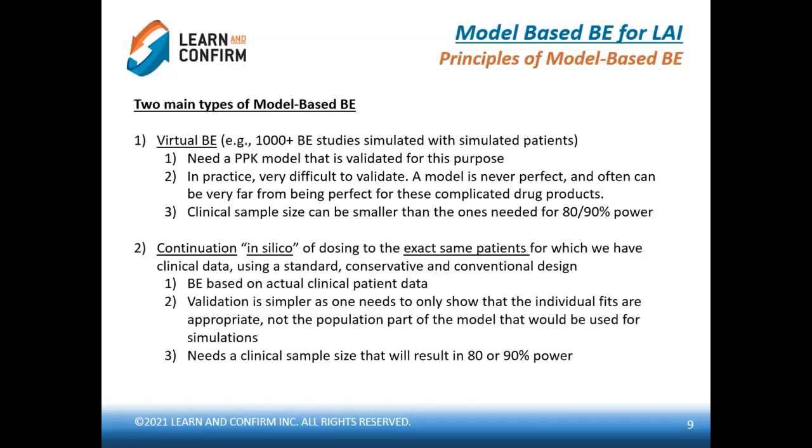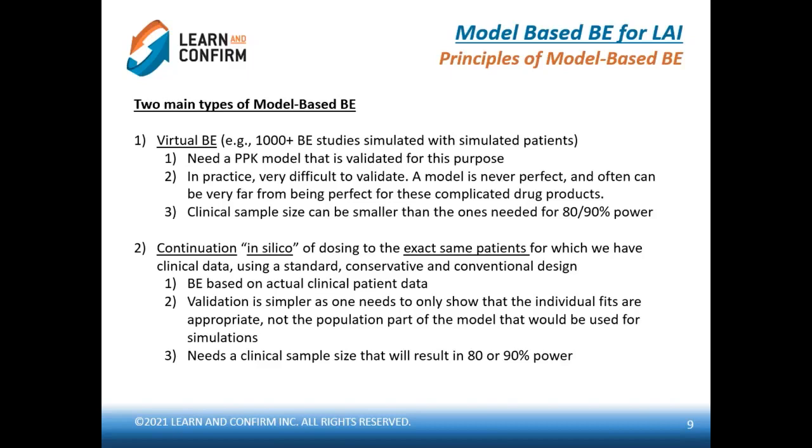The other approach is where you do not simulate new patients. So actually, the clinical study design that you will conduct has to have the complete sample size that will result in the 80 or 90% power that you want. And all you need to do is characterize the PK of the test and the reference product in that study design. And after that, you can continue in silico the dosing to these exact same patients in a clinical study design that you think is the most robust and discriminative.